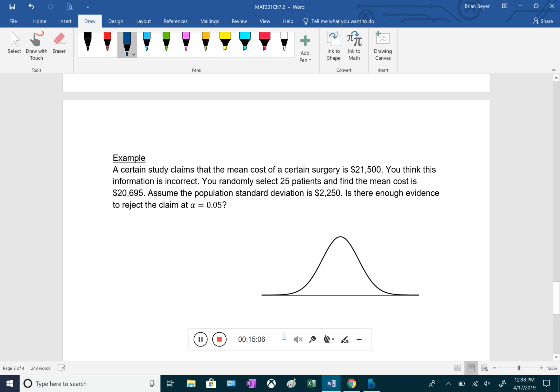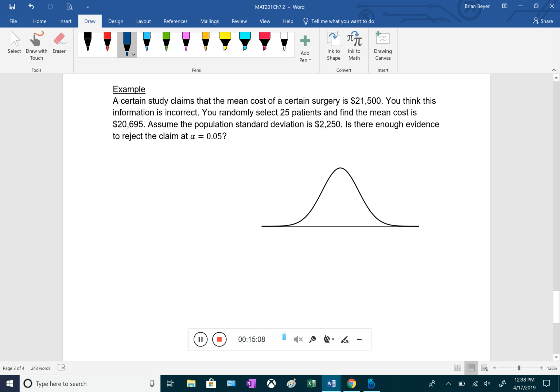Okay, let's do one more with the last kind of setup here. So a certain study claims that the mean cost of surgery is $21,500. You think the information is incorrect. You randomly select 25 patients and find the mean cost is $20,695, and assume that the population standard deviation is $2,250. We want to know, is there enough evidence to reject the claim at a significance level of 0.05?